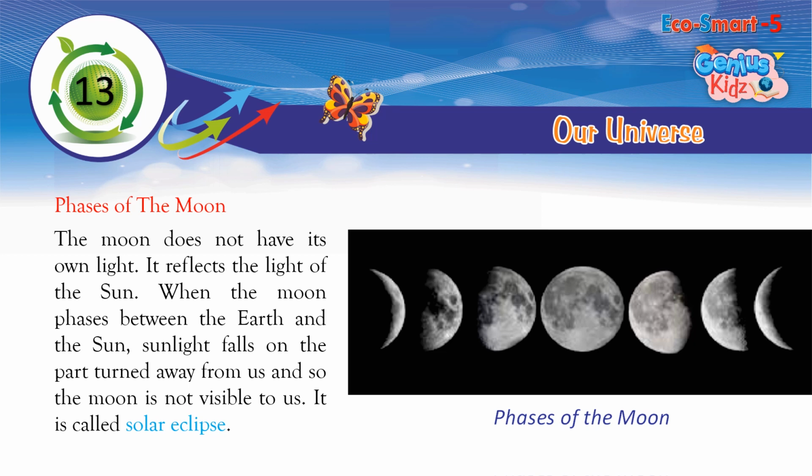Phases of the Moon. The Moon does not have its own light. It reflects the light of the Sun. When the Moon passes between the Earth and the Sun, sunlight falls on the part turned away from us, and so the Moon is not visible to us. It is called a solar eclipse.